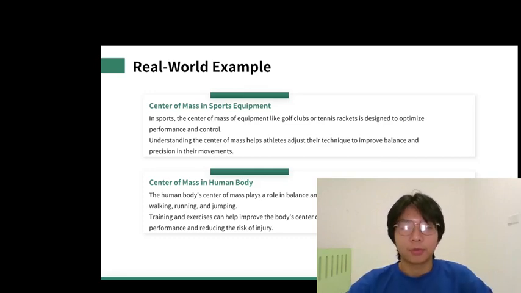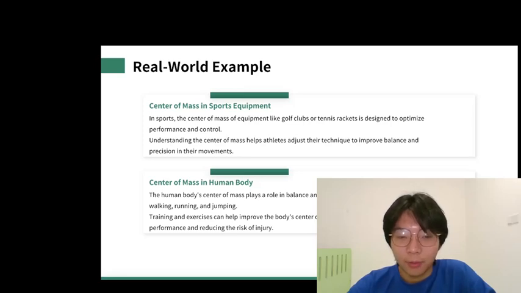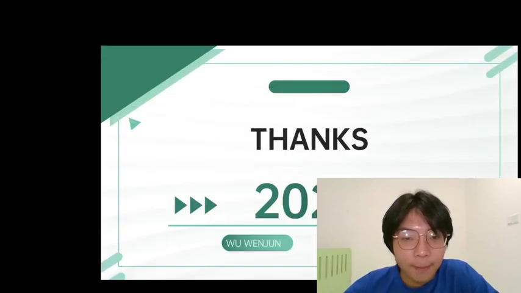In fitness, the center of mass plays a role in balance and stability, which is crucial for activities like walking, running, and jumping. Training and exercise can help improve the body's center of mass distribution, enhancing athletic performance and reducing the risk of injury. That's all.